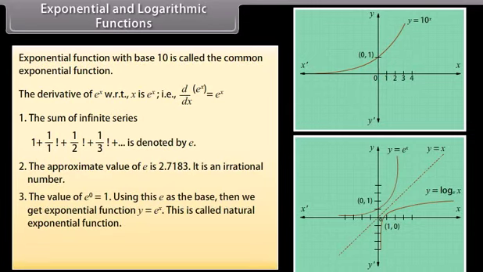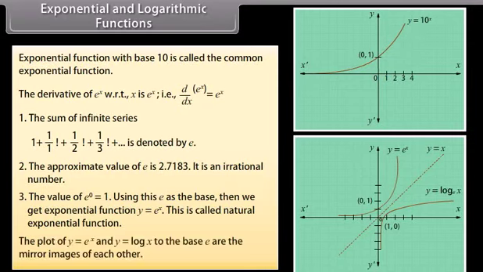Using this e as the base, we get the exponential function y is equal to e raised to the power x. This is called the natural exponential function. The plots of y is equal to e raised to the power x and y is equal to log x to the base e are mirror images of each other.